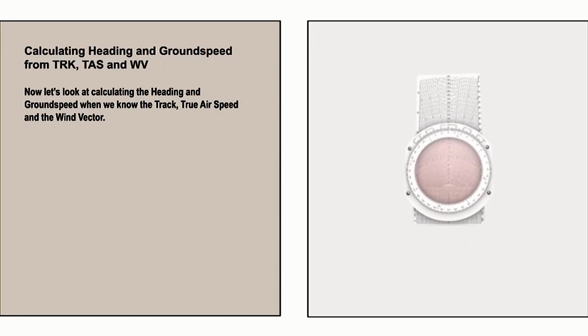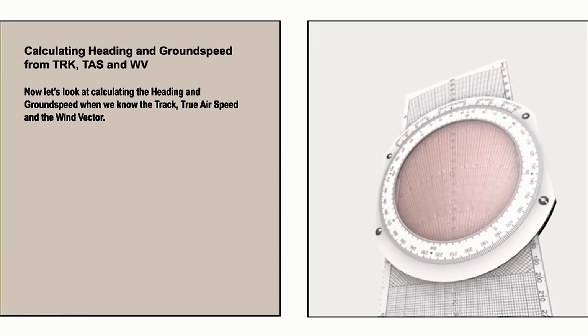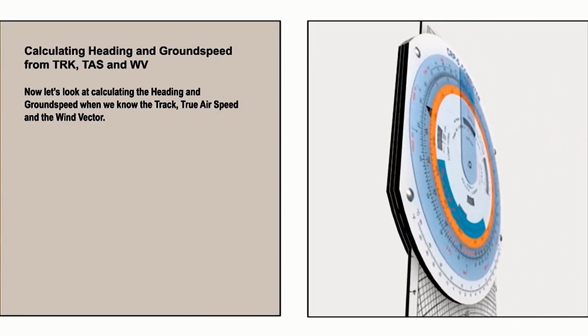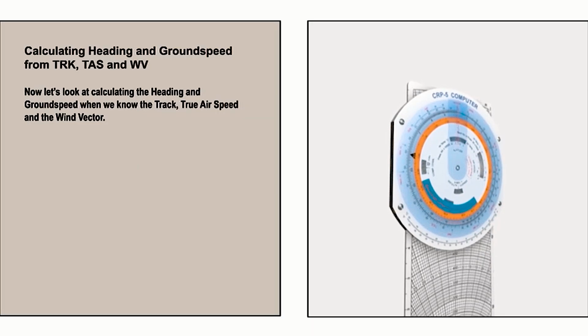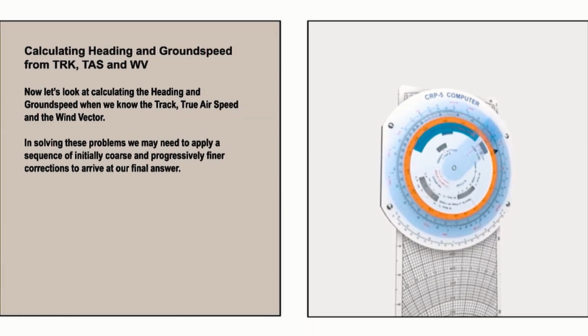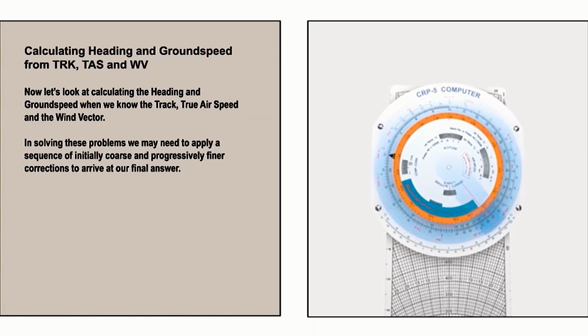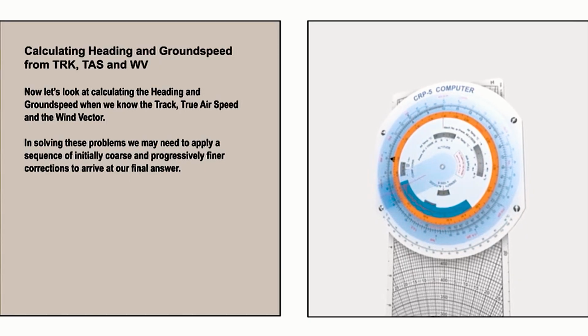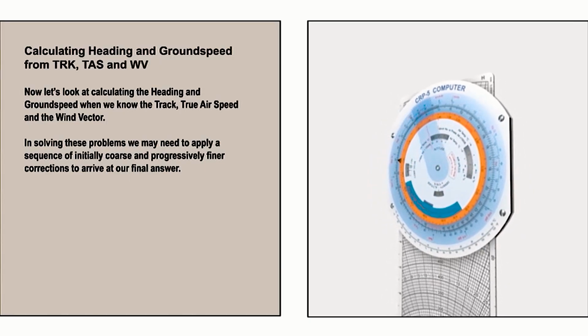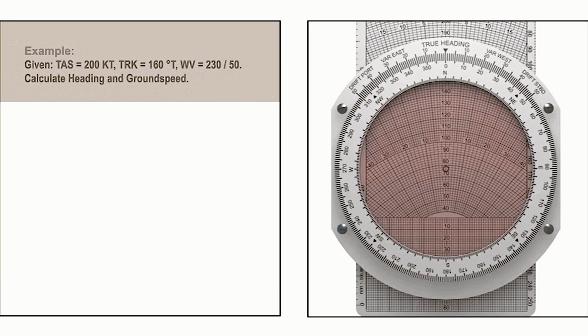Now let's look at calculating the heading and ground speed when we know the track, true airspeed and the wind vector. In solving these problems, we may need to apply a sequence of initially coarse and progressively finer corrections to arrive at our final answer. In this example, we have a true airspeed of 200 knots, a track of 160 degrees true, and a wind vector of 230 degrees at 50 knots, and we wish to calculate the heading and ground speed.